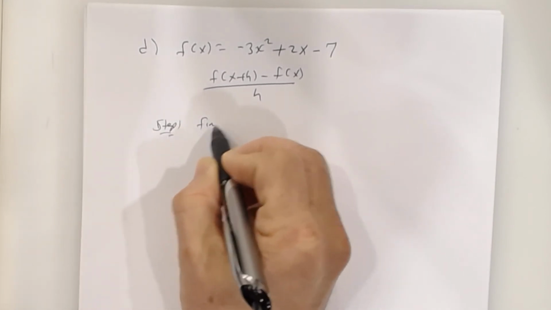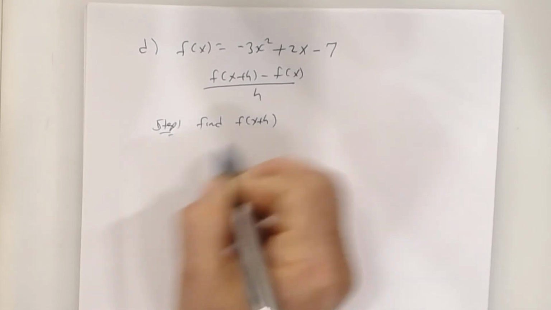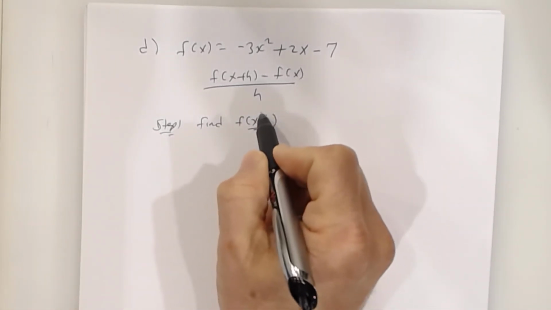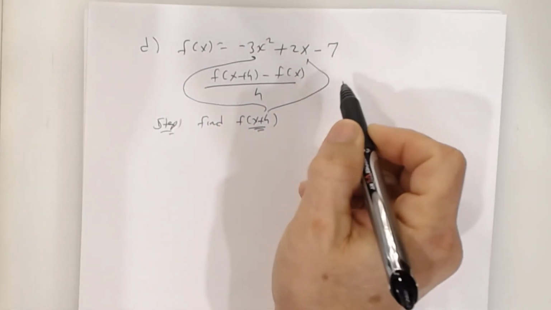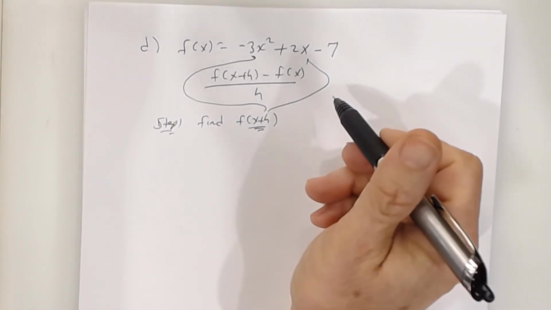Find what? f of x plus h. So wherever I see the variable x, what do I substitute? x plus h. All right? So you should have a background now, so now it should be a little bit easier for you.